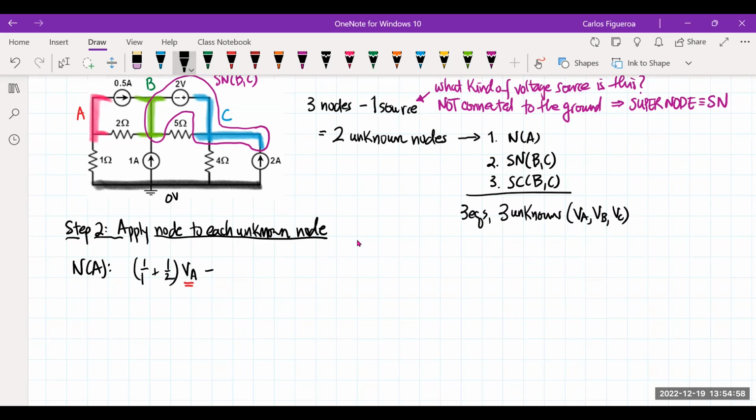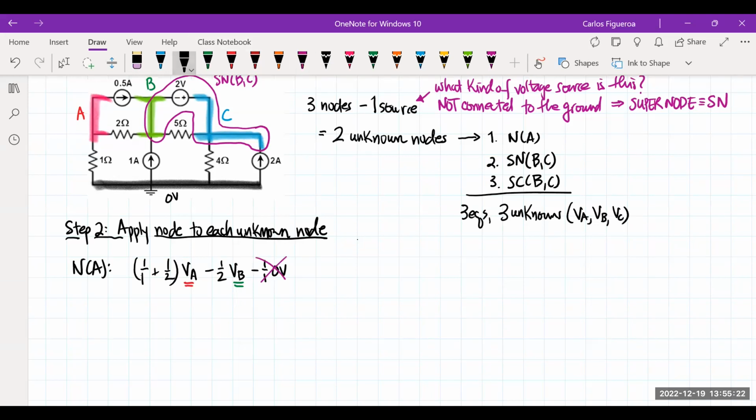So I have minus 1/2 times VB. But note that that VB is this green node. And then I have 1 resistor connected to the ground. So that means I have minus 1/1 times 0 volts. But as we discussed already, that's going to be 0.